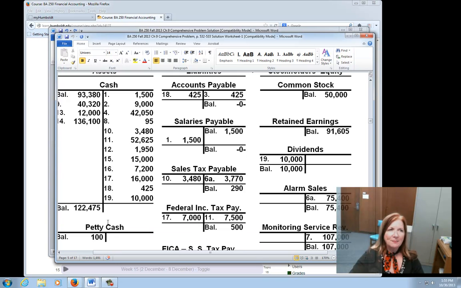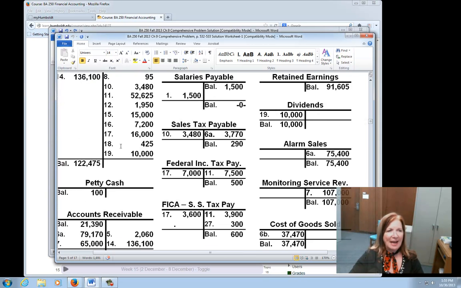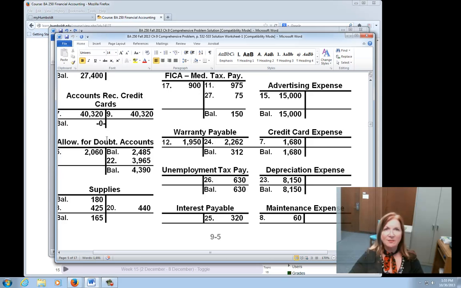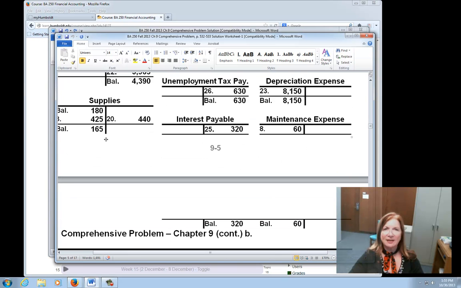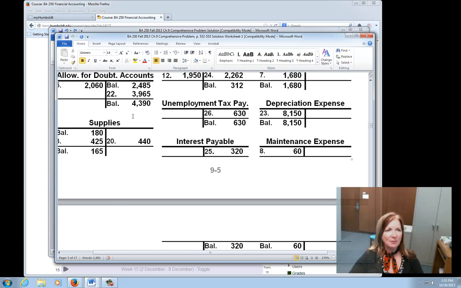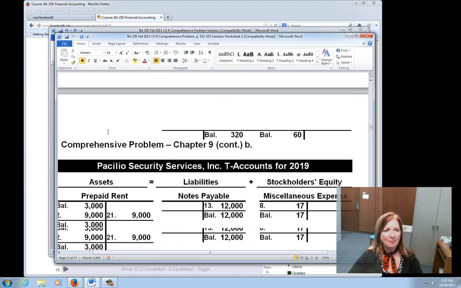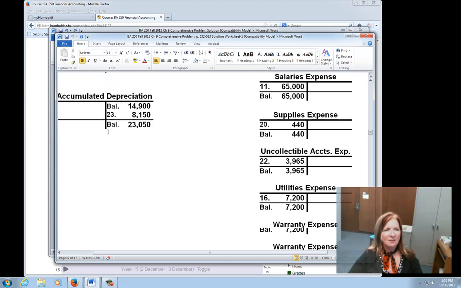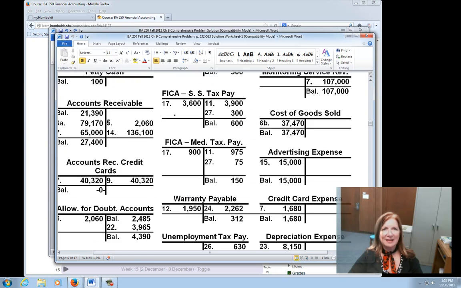So here are the changes that happened in the assets, and here's cash, and there's petty cash, and accounts receivable, and accounts receivable credit cards, and allowance for doubtful accounts. And it's a contra asset, remember, so it carries a contrary balance, a credit balance. It's used to reduce the book value of accounts receivable. Here's supplies, prepaid rent, merchandise inventory, equipment, van, and accumulated depreciation. So we have all of those asset accounts.